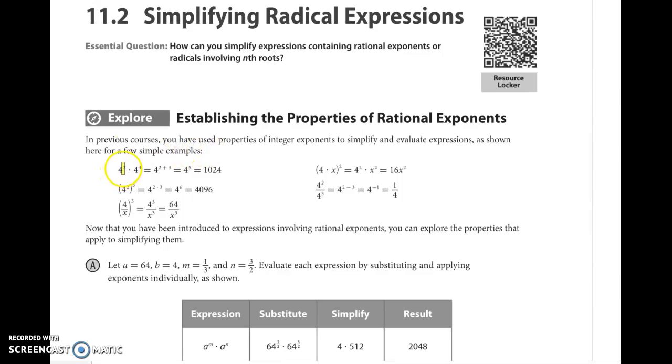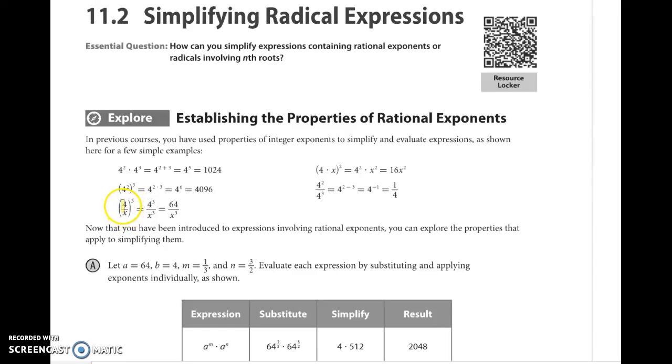So if I had 4 squared times 4 to the 3rd power, we know that we can add those exponents and get 4 to the 5th power. And then 4 to the 5th power is 1024. If we had like 4 squared all to the power of 3, then we know that we can multiply those exponents and we would get 4 to the 6th power. And then 4 to the 6th power is 4096.